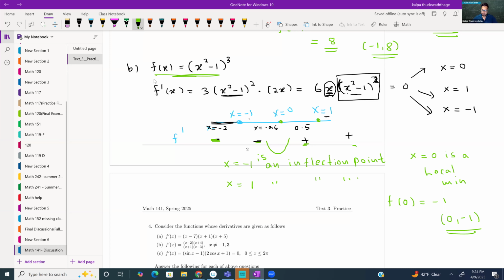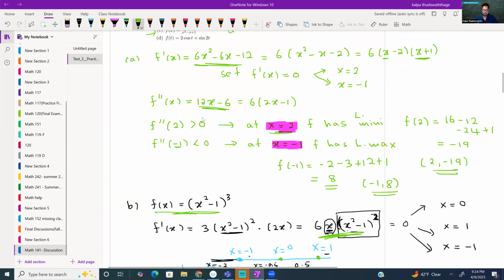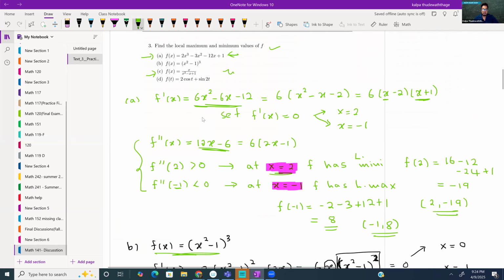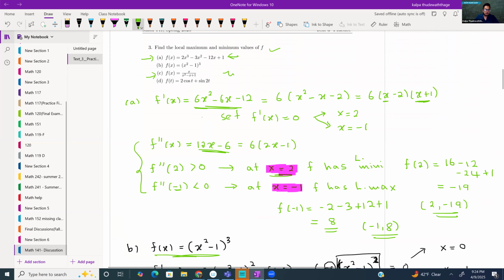I think it's clear. In this case, I didn't take the second derivative, but you could go ahead and do the product rule and discuss the same process we discussed over here. It's up to you. Find the local minimum and maximum using the first, or using both the first and second derivative. Right, so I'm going to go ahead and erase part A and try to do part C.